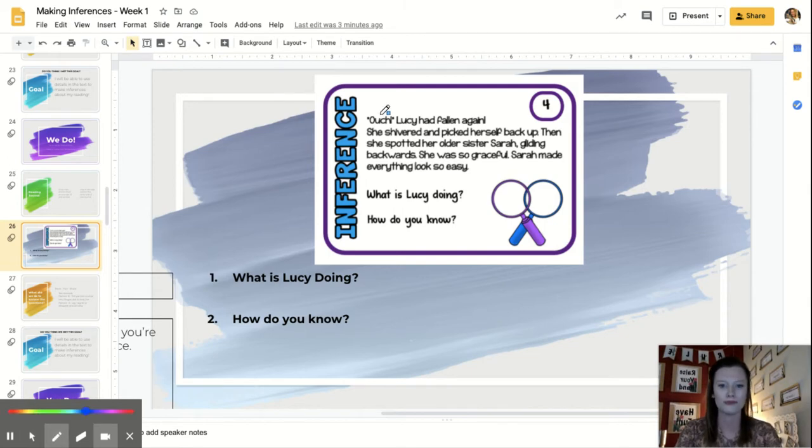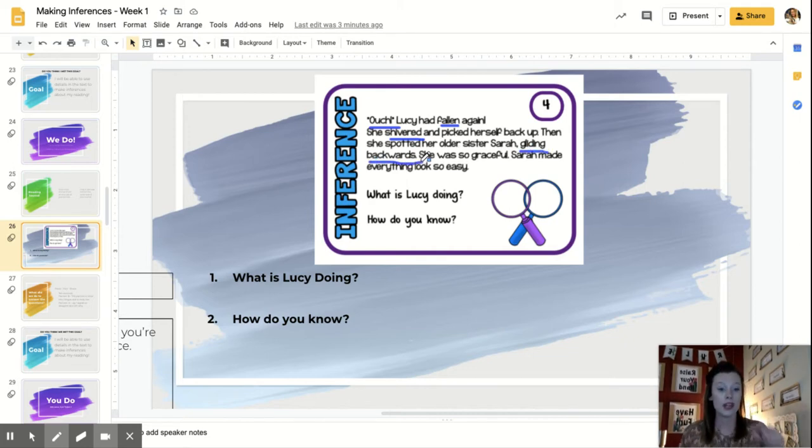Okay, here we go. Let's look at what we've got. Text clues, things the author tells me to help me figure things out. I see the word ouch. She shivered. She had fallen. And her older sister Sarah was gliding backwards. Okay, I have looked at my text clues.